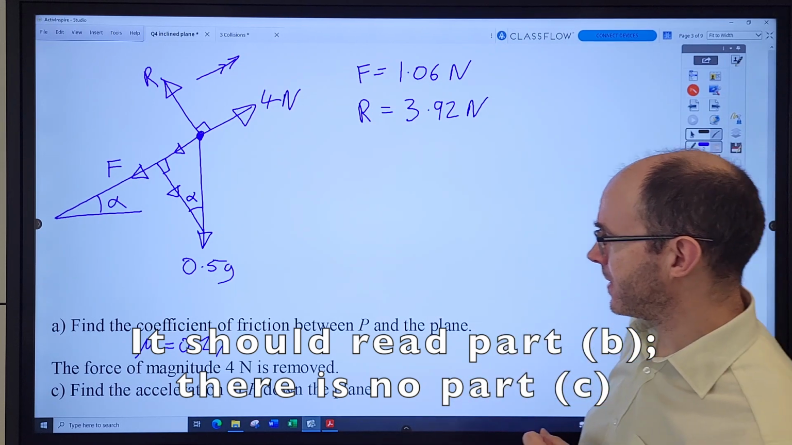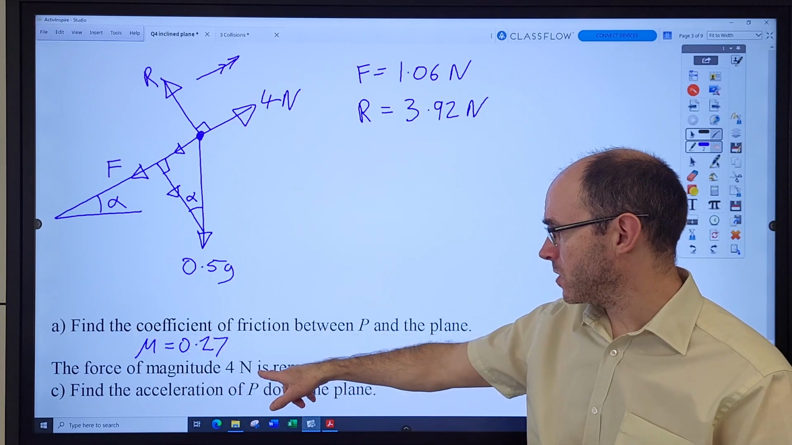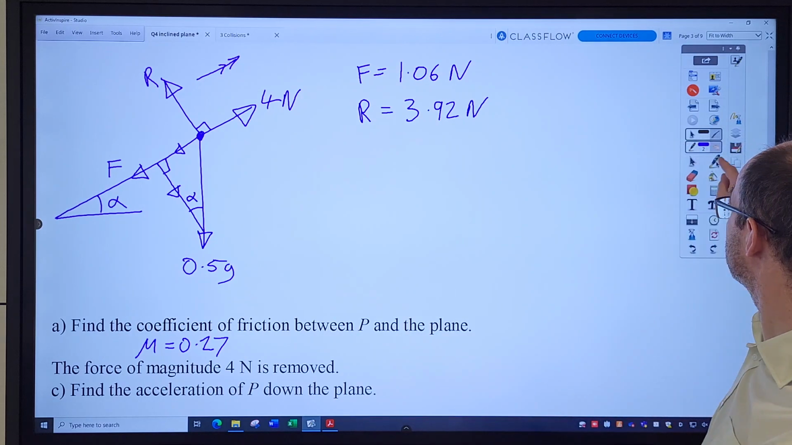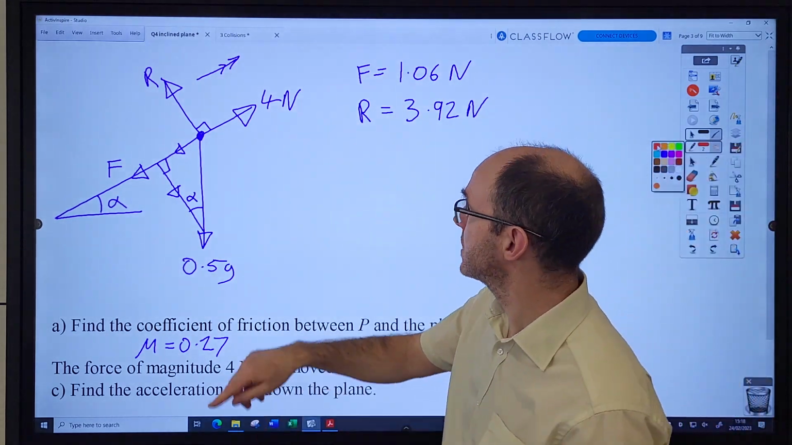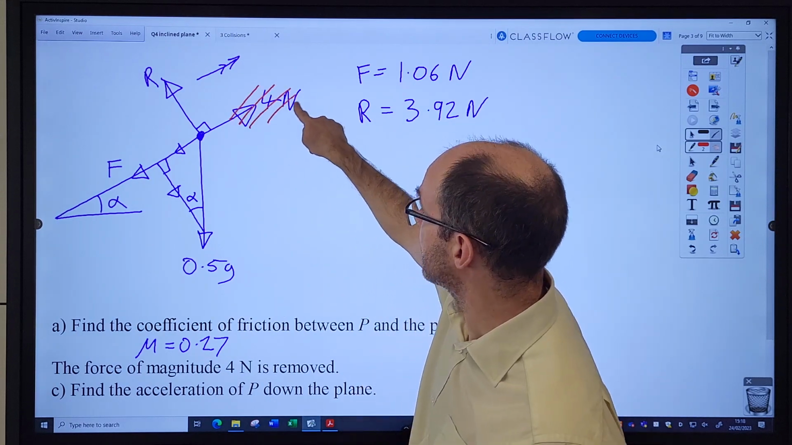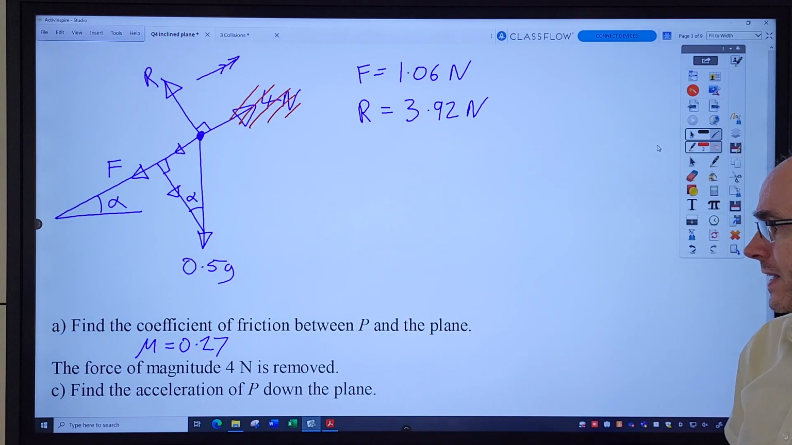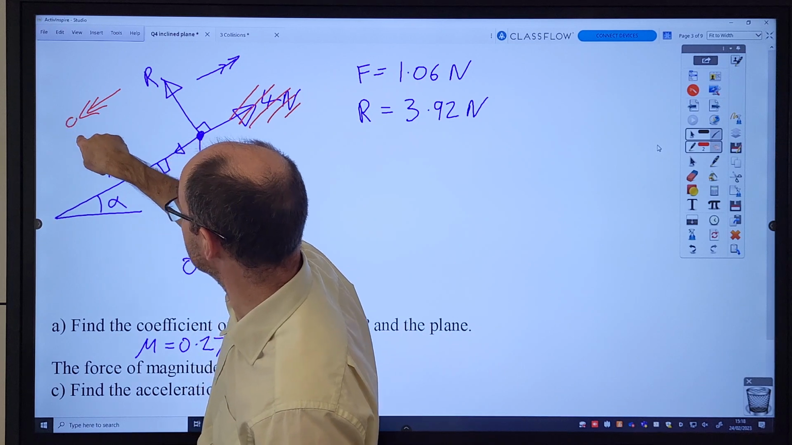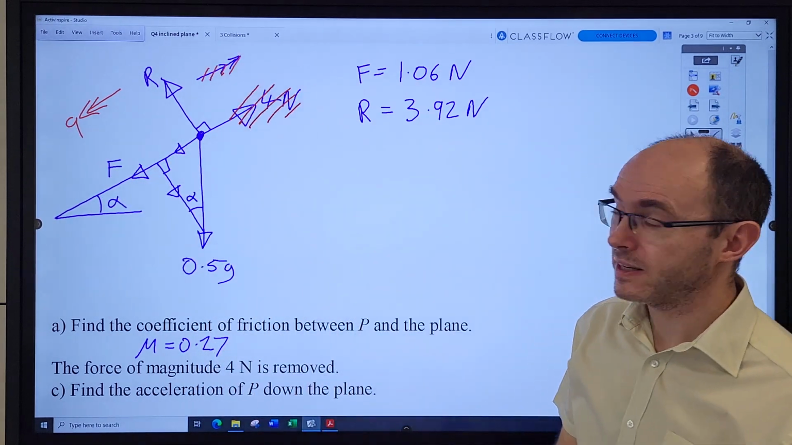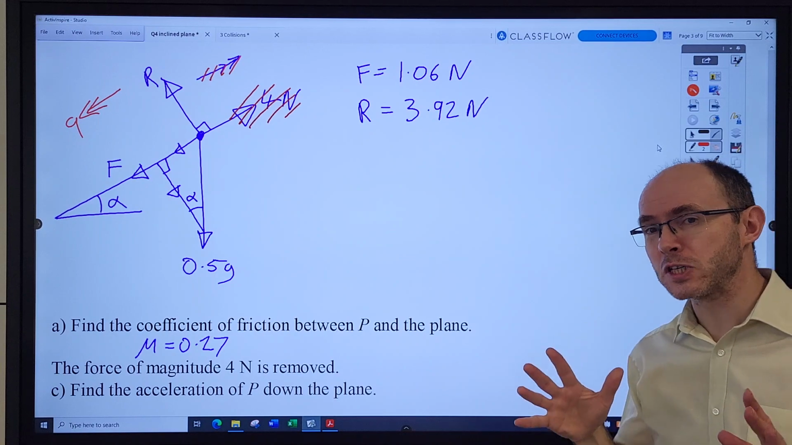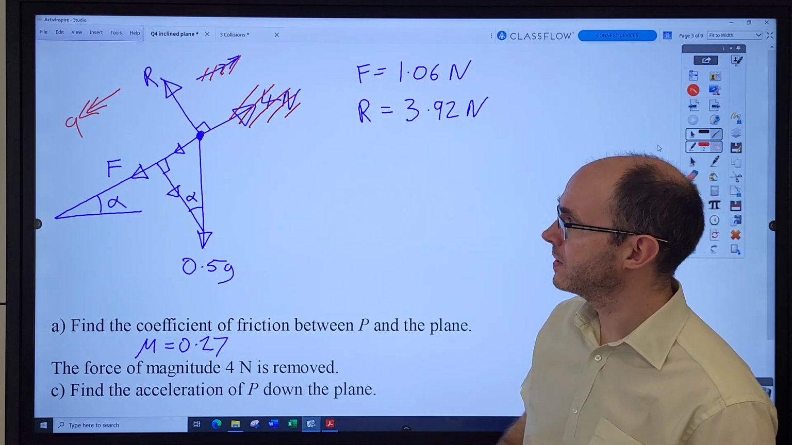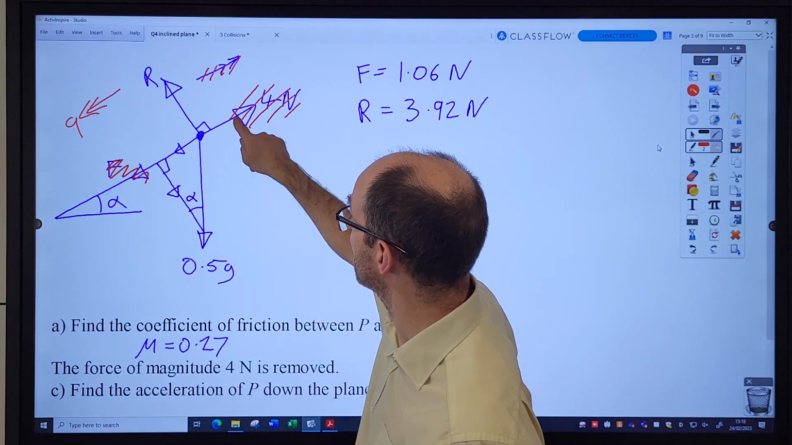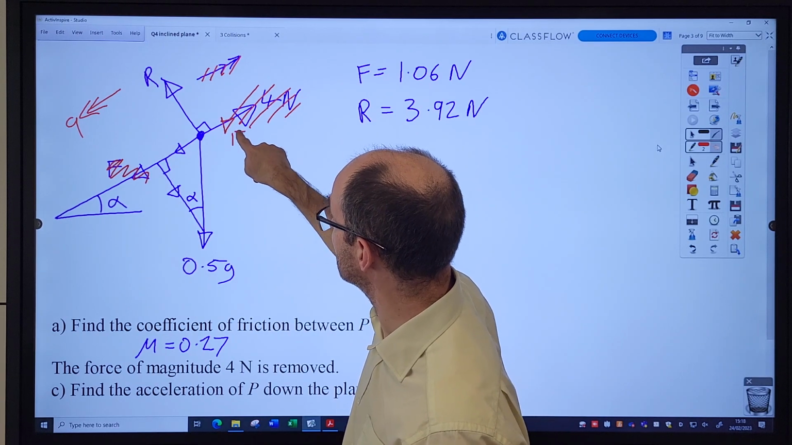So what's going on? The force of magnitude 4 newtons is now removed. Got to find the acceleration of P down the plane. So with this removed, I'm just going to use a different colour to cross that out. That means that force is no longer there. It's moving down the plane, so this acceleration arrow I'm going to put down that way now. The impact is that the frictional force is going to be up the slope now. Remember, friction always opposes the direction of motion. So the frictional force is now going to be that way up the slope. I hope you can see that clearly.